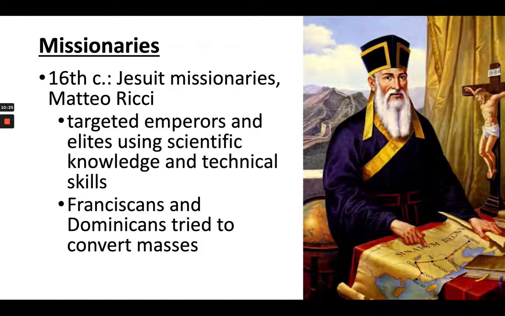So you see the arrival of missionaries along with trade. Once again, it's the Jesuits primarily. Matteo Ricci is going to be one of our main Jesuit missionaries. And he's going to really focus on the emperors and chief advisors, seeking to convert the elites. And one of the ways he's going to make himself appealing to these elites is by using all the scientific knowledge and technical skills, right? So he doesn't show up and just say, like, let me tell you about Jesus.